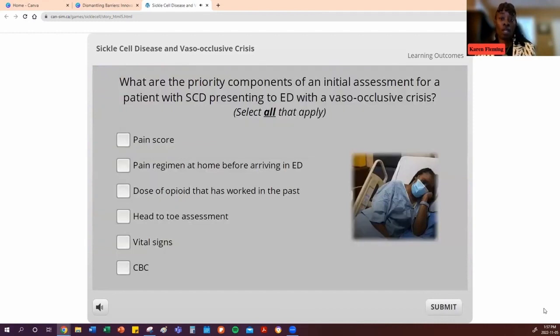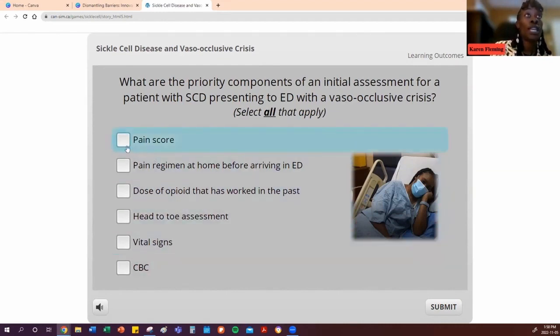Okay. So then the learner would be at this particular spot. And the question would be, what are the priority components of an initial assessment for a patient with sickle cell disease presenting to emerge with a vaso-occlusive crisis? Select all that apply. If anyone wants to tell me what they think they would say, absolutely, you can tell me. But I also want to keep us moving.